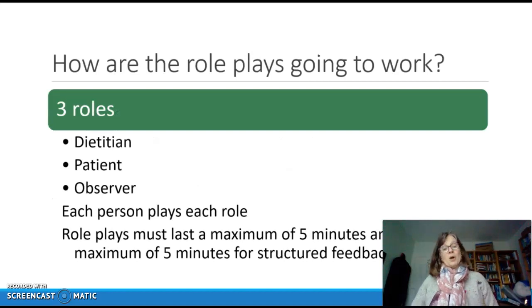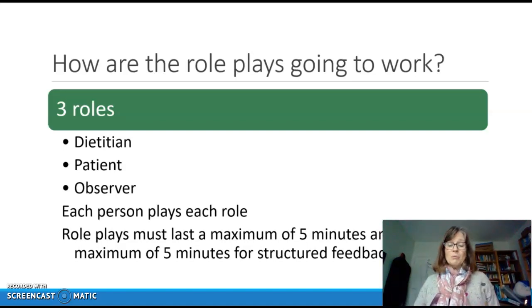Okay, so how are they going to work? You may have done something similar already. We're going to have three different roles. We're going to have the role of the dietitian or student dietitian. We're going to have a patient or service user, and we're going to have an observer. And each person is going to play each role, so you get a chance of doing all.